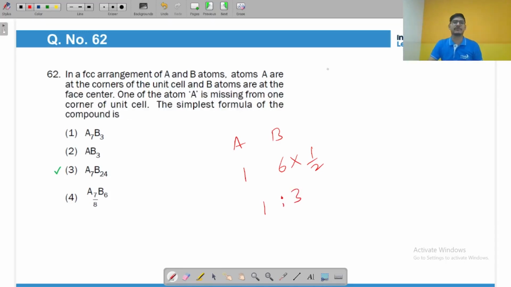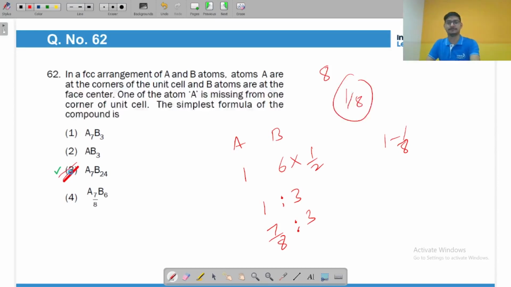Now you guys know that in a primitive unit cell, there are 8 lattice sites, okay, and each corner particle contributes 1/8 of the atom, right? So because one of the corner particles is missing, 1/8 would be subtracted because each particle contributes 1/8. So A would be 7 by 8, 1 minus 1 by 8, and B would be 3. So the resulting formula of the compound would be A7B24, okay.